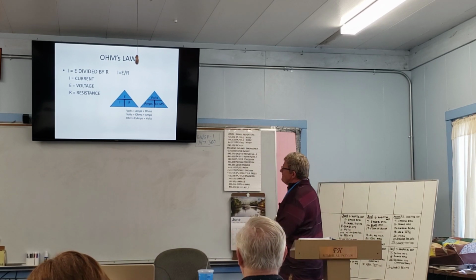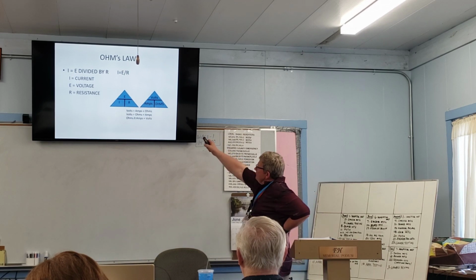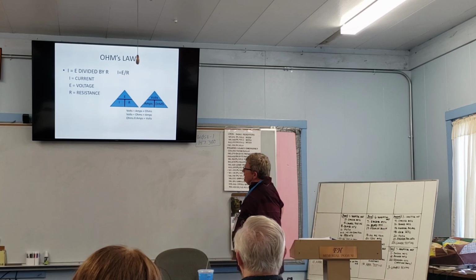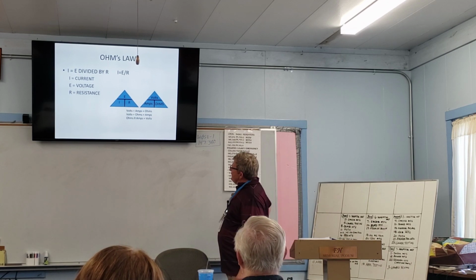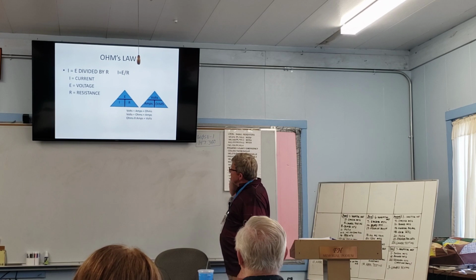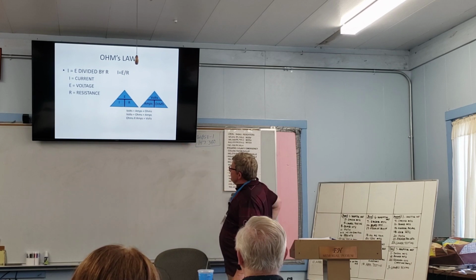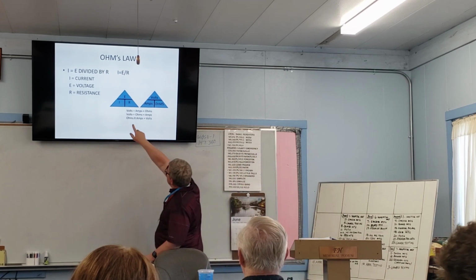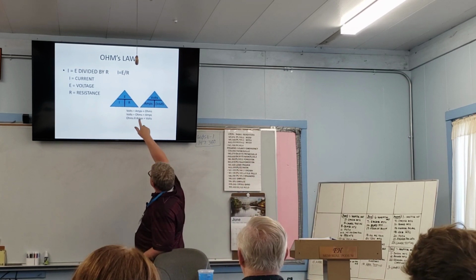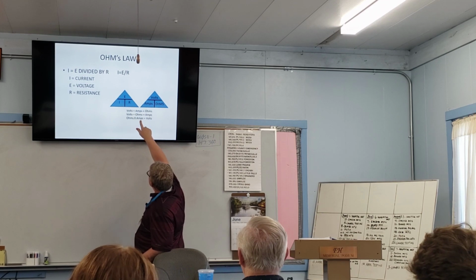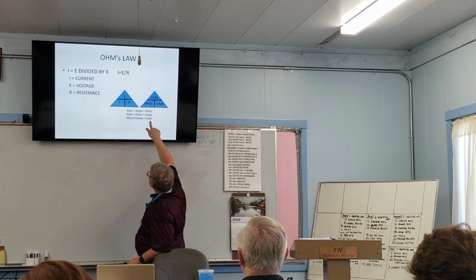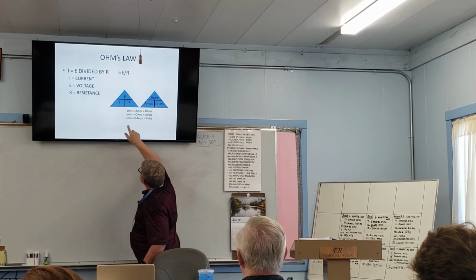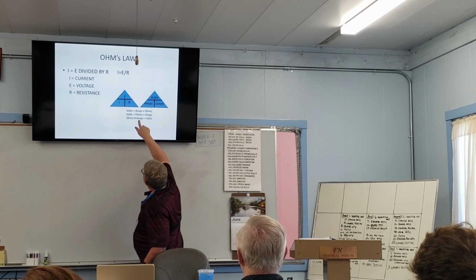Okay, so what we've got here is voltage on the top, E, and we've got E over I and R. So the thing to remember is ohms times amps equals volts. Okay? So ohms is R, right? Amps is A.